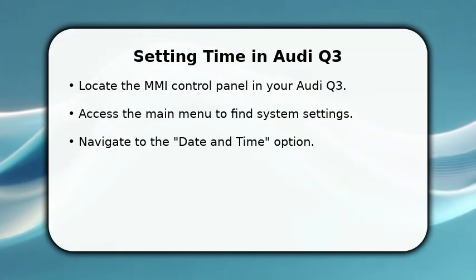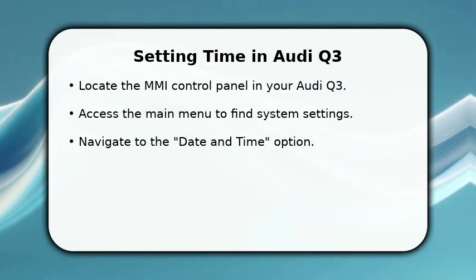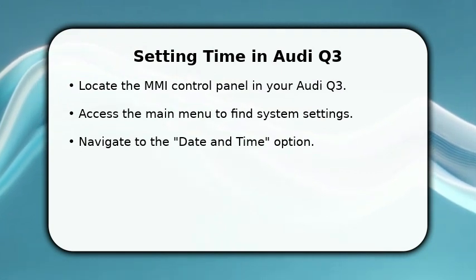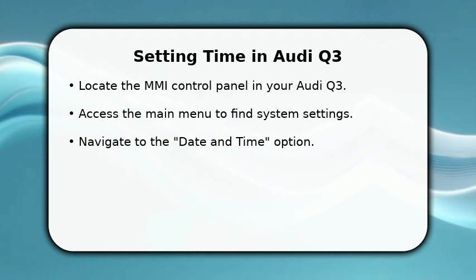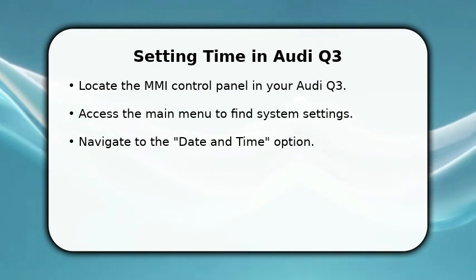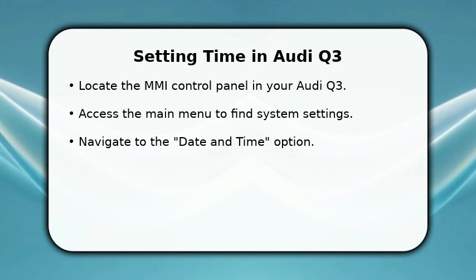In this video, I will explain how to set the time in your Audi Q3. First, locate the MMI control panel, usually found in the center console. This is your primary interface for adjusting vehicle settings. You'll use the main control knob and surrounding buttons to navigate through the menus. Getting familiar with these controls will make the process much smoother and quicker for you.